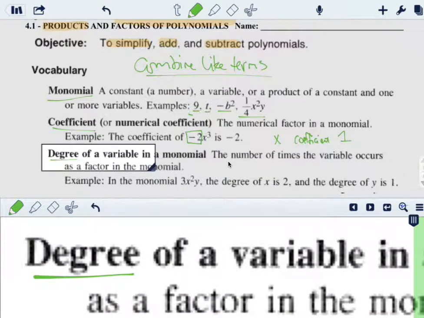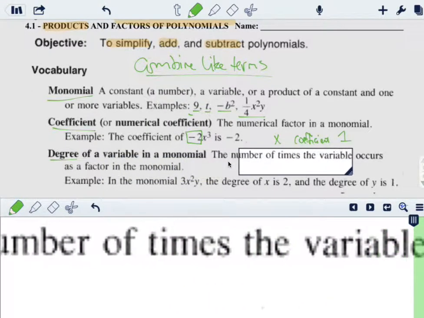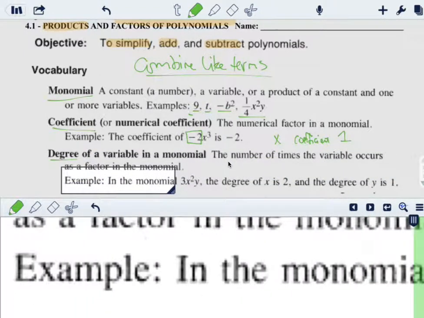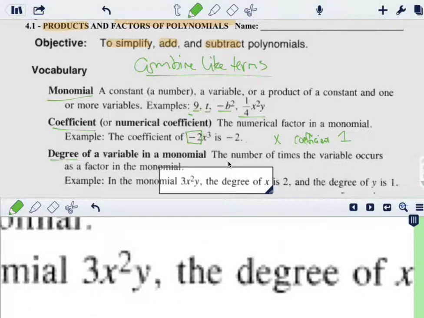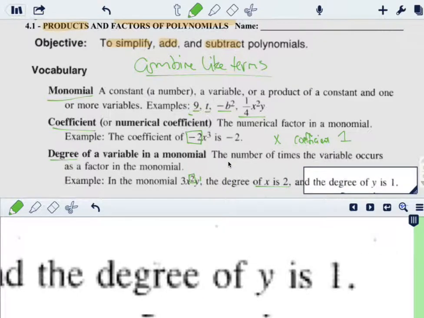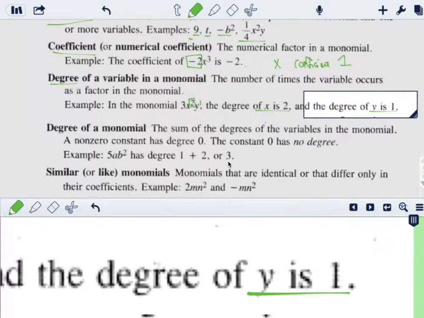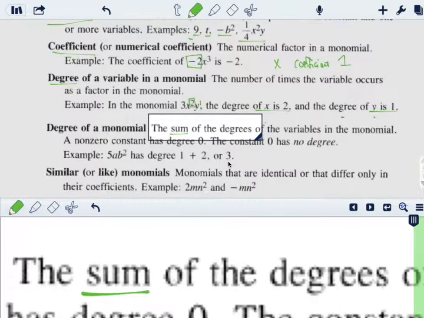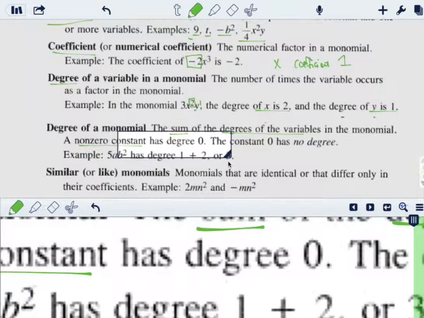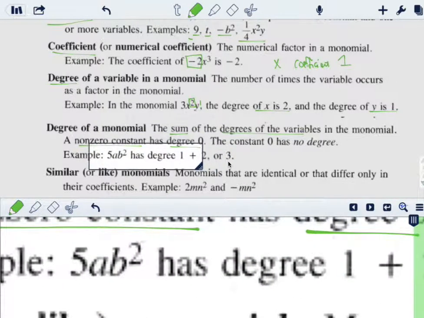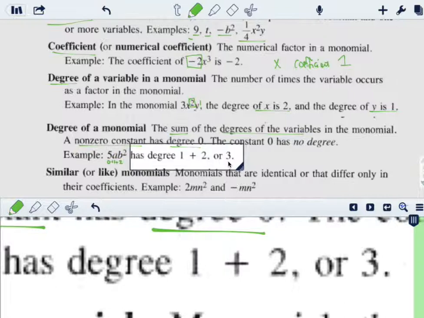The degree of a variable in a monomial is the number of times the variable occurs as a factor of the monomial. For example, in the monomial 3x squared, the degree of x is 2. The easy way to remember this is we look at the exponents. There's an understood 1 by the y and a 2 by the x, so the degree of x is 2 and the degree of y is 1. The degree of the monomial is the sum of the degrees of the variables. A non-zero constant has a degree of 0. So we look here at 0, 1, and 2, add those up, and we get a degree of 3.